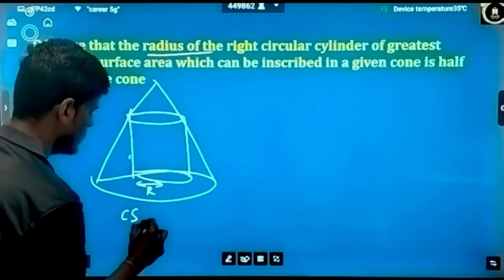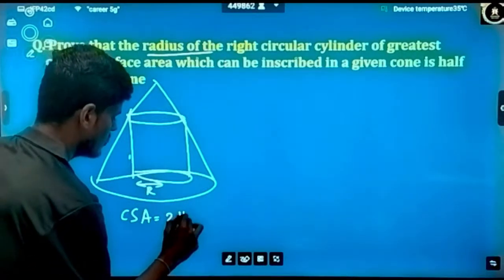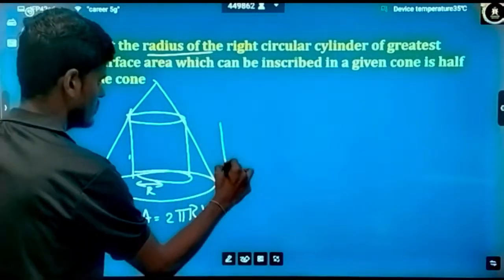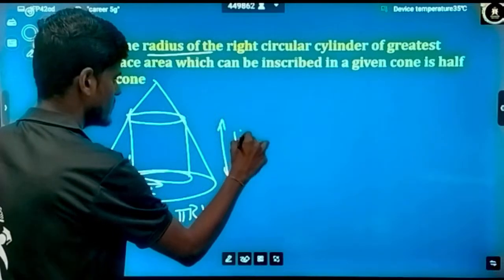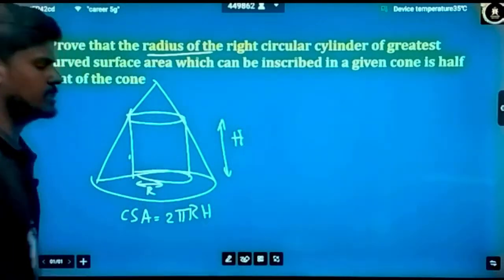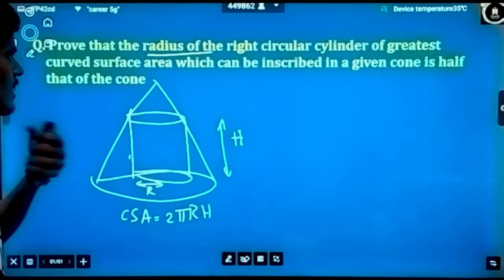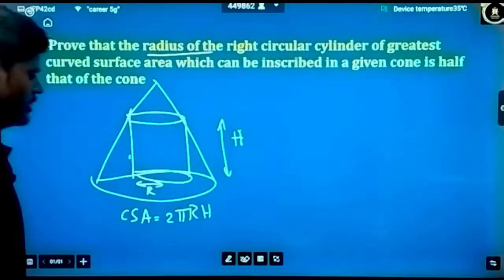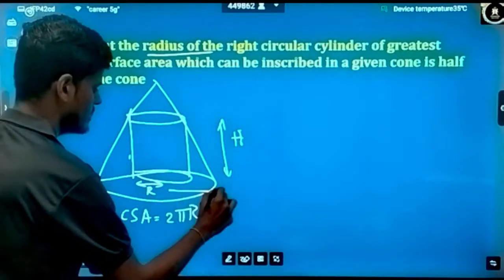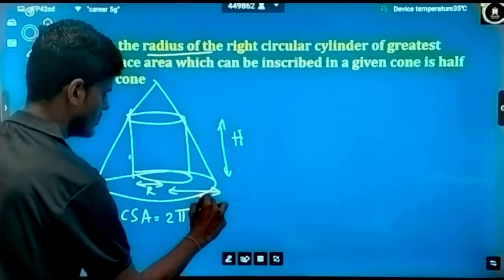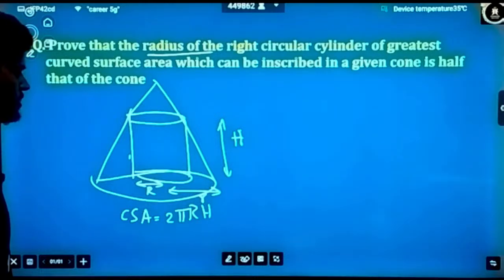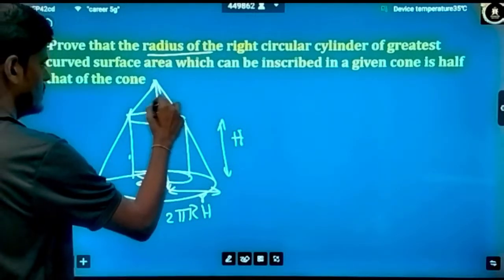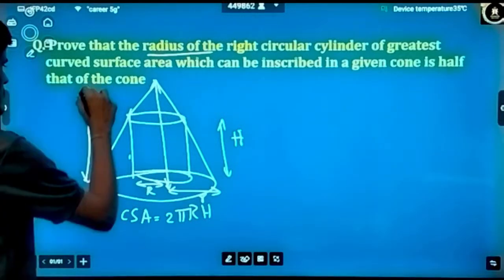What is curved surface area? The curved surface area of a cylinder is 2 pi r into h, just like we saw in the previous question. Here capital H is the height of the cylinder. Greatest curved surface area inscribed in a cone. Let's assume the radius of the cone is small r, and the height of the cone is given by small h.